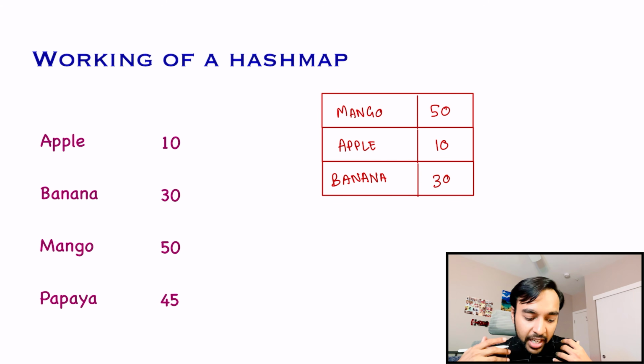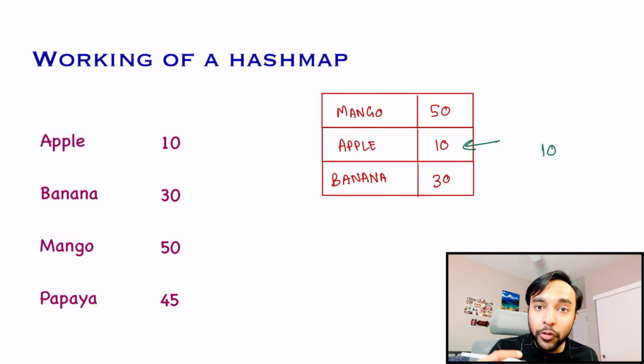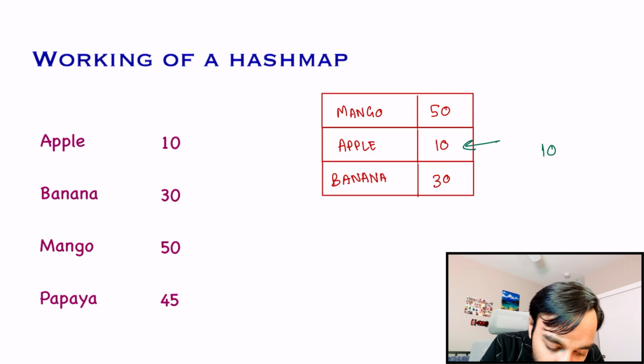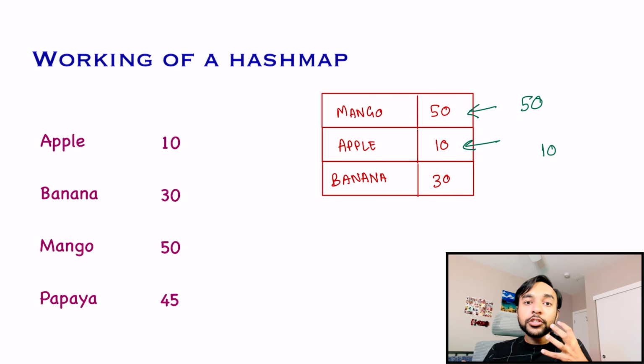You want to ask me that, hey, what is the price of apple? A hash map can directly tell you that, okay, the price of apple is 10 and you will get 10 on your screen, right? Similarly, you can say that, okay, what is the price of mango? Hash map can do this operation in order of one time and immediately give you 50 as your output. So this is really speeding up things, right?